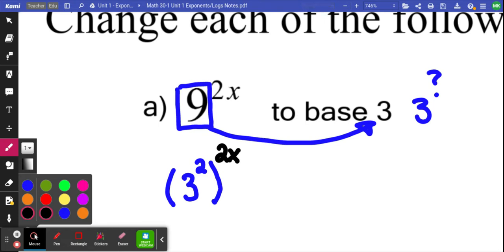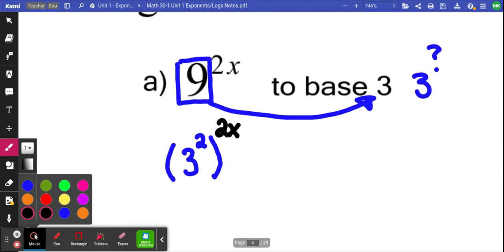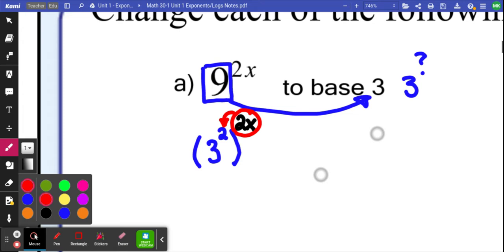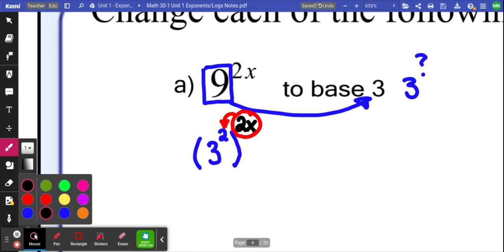Not hard, right? You took the 9, you changed it to be 3 squared. Notice that I put brackets around it. Also notice that the 2x did not change. It's still there. You now have what I call power of a power law. I don't think that's the right term. But you have an exponent with an exponent. So we have to use that exponent law that we learned yesterday, which says this thing will multiply in, making this 3 to the power of 4x. Right? We multiply it in.